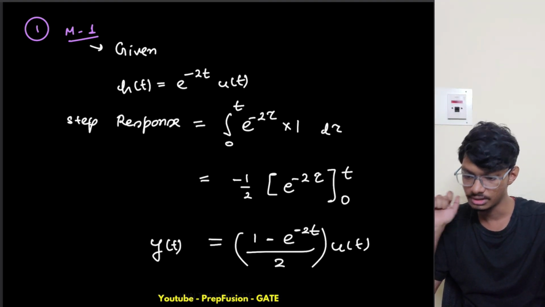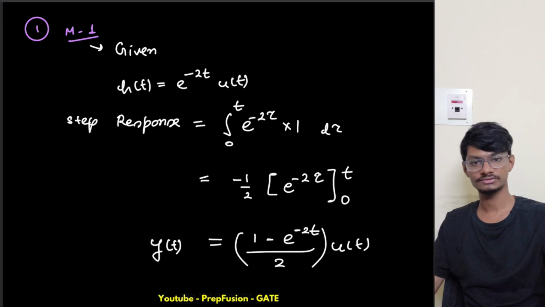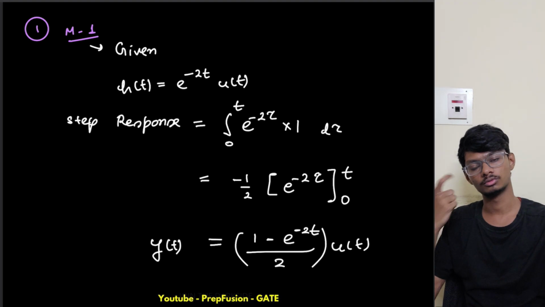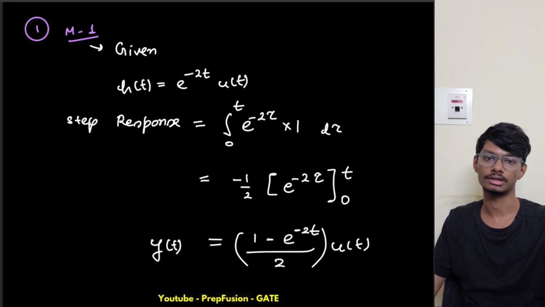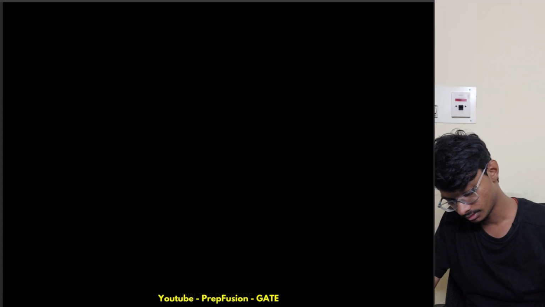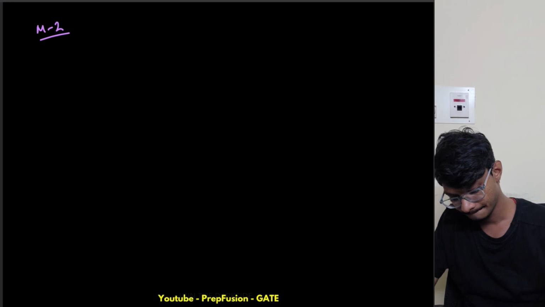Now what is the second method? You can use the transfer function method. Find the transfer function, solve it in the Laplace domain, and then take the Laplace inverse of y of s and find the value. So this was method 1, and now the transfer function method.